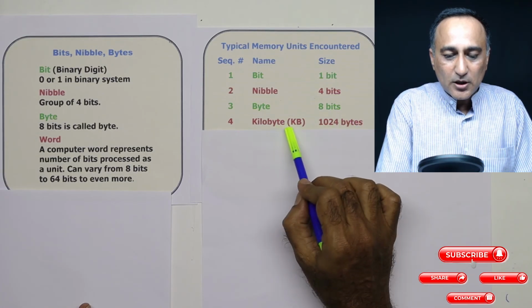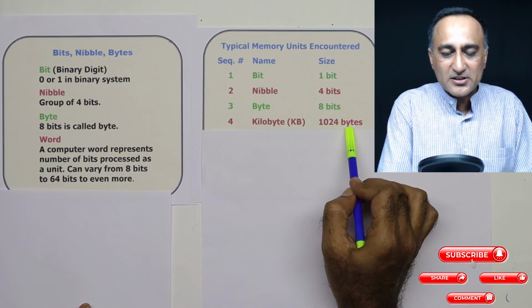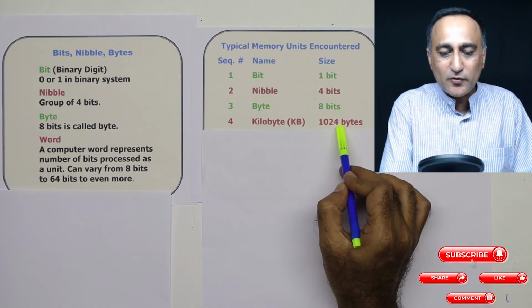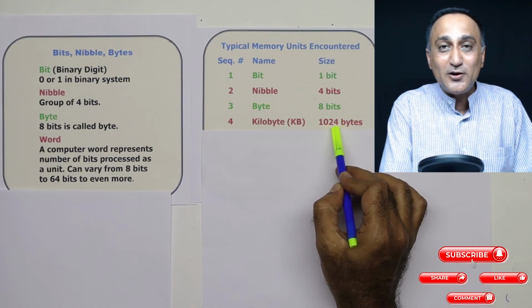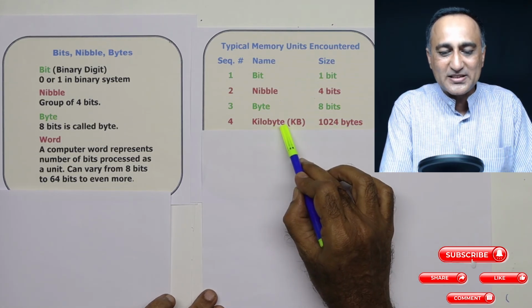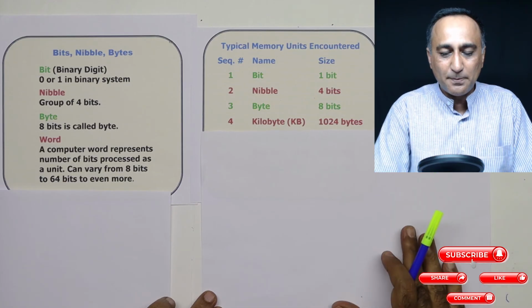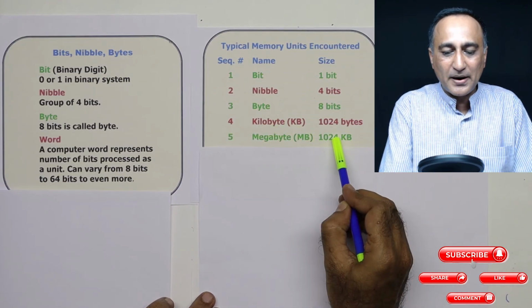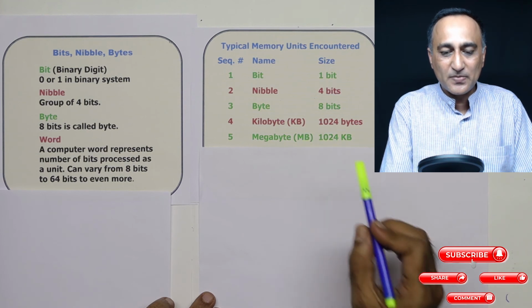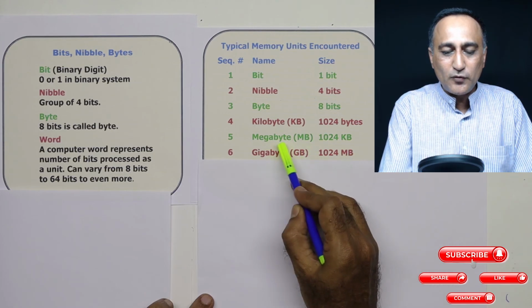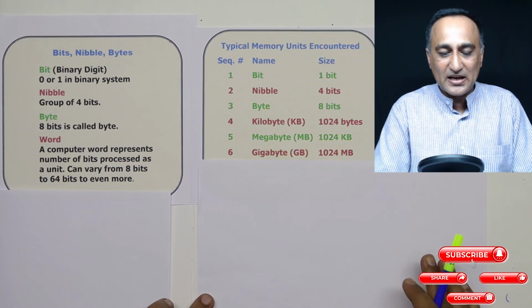1 kilobyte is 1024 bytes. So generally kilo is 1000, but in computers it is 1024, because this is almost equal to 1000. 1024 is nearly equal to 1000. That's why it's called kilobytes. That means it is 1024 bytes. A megabyte is 1024 kilobytes. Okay, this is 1 MB. Now this is a gigabyte. 1024 megabytes is 1 gigabyte.